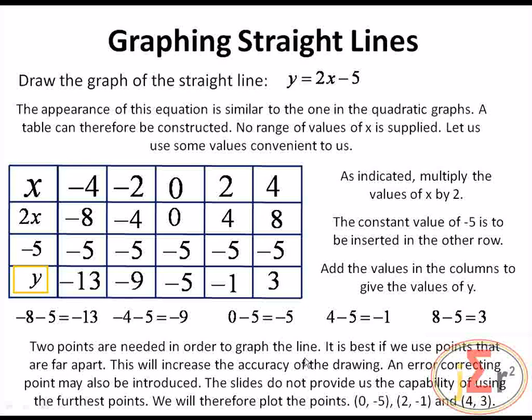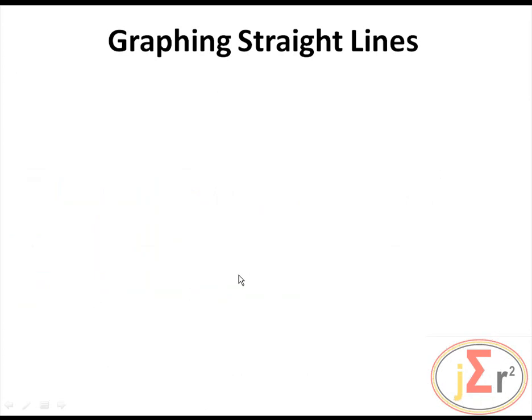How do we get that? We know that we have 0, negative 5 right here. So the x value is 0, the y value is negative 5. In the other instance, we have 2, negative 1. So the x value is 2 and the y value is negative 1. And here we have the x value is 4 and the y value is 3. So those are the points that we are going to use.